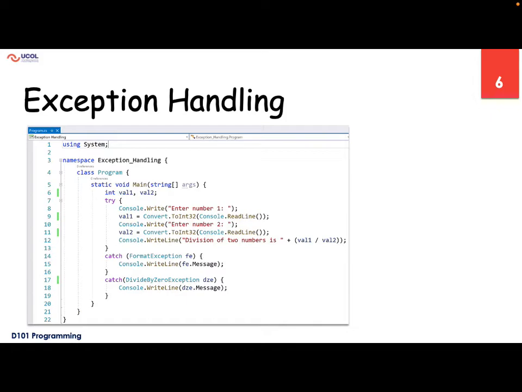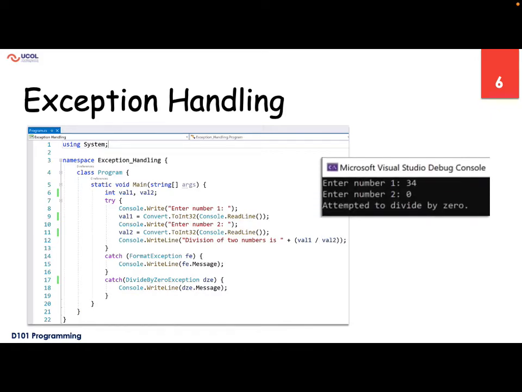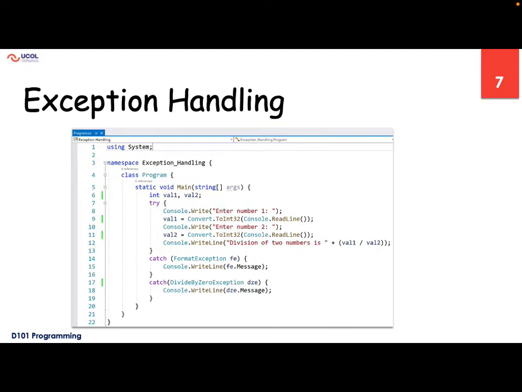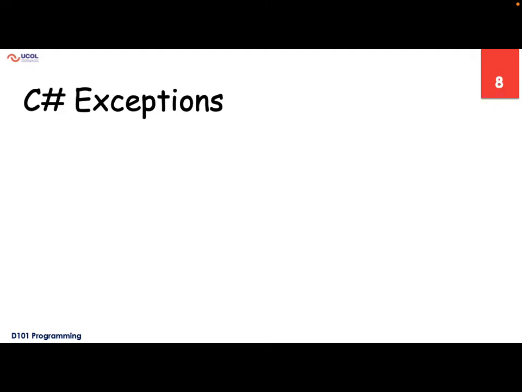Because if we don't have that particular exception, which is the division by 0, at line number 12, it is going to actually stop your program, because you are not handling that, you are not catching that exception, you are not processing that exception, and still it occurs in your code. So that is exception handling.